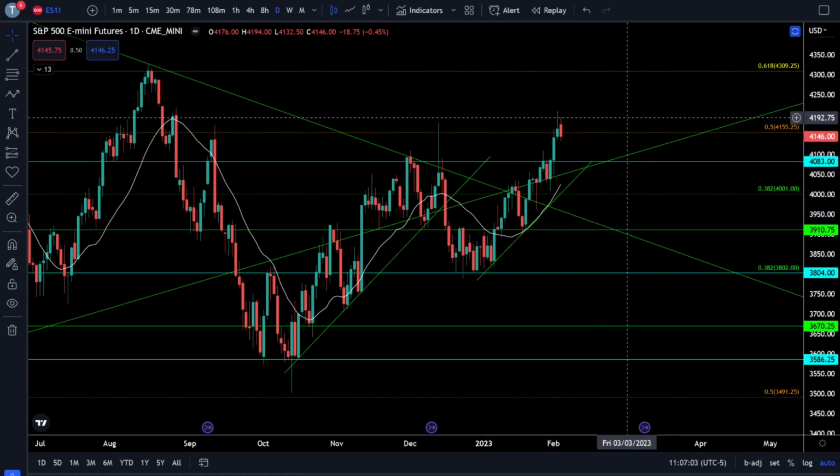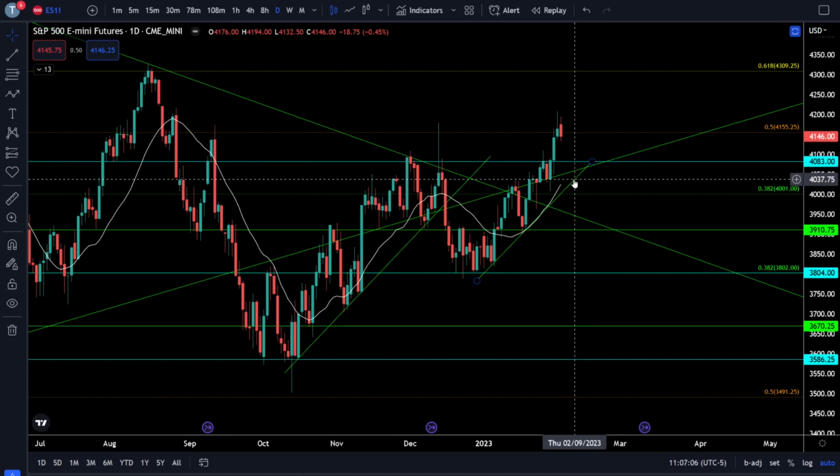Now, if we break down below 40.80, then we're looking at the support trend line, which is much lower, which is going to be right around 40.40. So you have a very well-defined risk if you're staying a bull in a bull trend, which is going to be between 40.40 and 40.80.